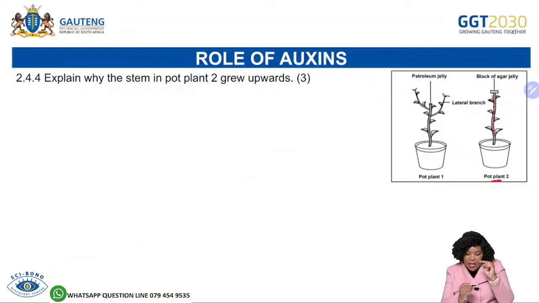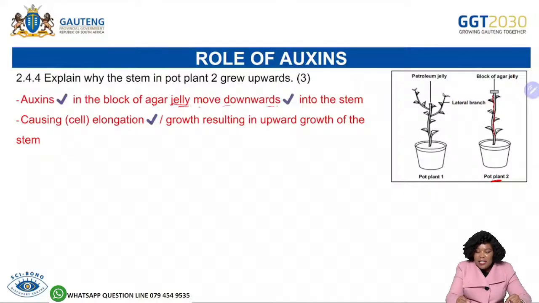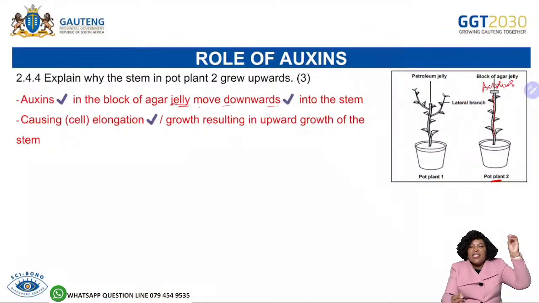So what was happening there? The auxins in the block of agar jelly, they moved downwards. Remember this agar jelly, it has auxins. Where did it take these auxins from? From that tip that was cut. They allowed them to be on top of this agar jelly so that it can diffuse into the agar jelly. So this agar jelly has auxins in them.